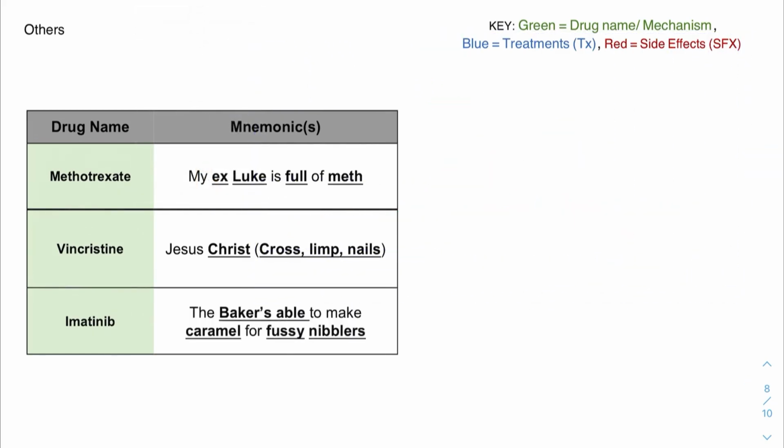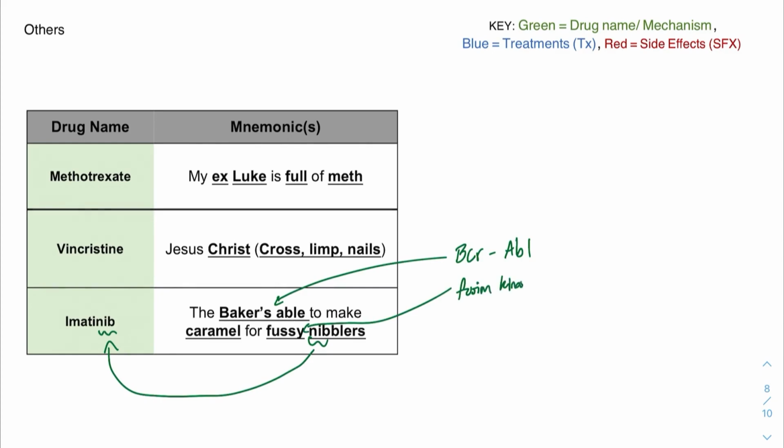Amazing. So for our last mnemonic of this video, for Imatinib, the sentence is, "the baker is able to make caramel for fussy nibblers." Nibblers is of course referring to Imatinib, the only important NIB drug that we have to know for this term. Baker is able is similar to BCR-ABL, as in there is a fusion of these two at the tyrosine kinase, as in it is a fusion kinase, fussy for fusion, but in particular, the cancer this treats is CML, chronic myelogenous leukemia, as in caramel. So CML for caramel, Baker's able for BCR-ABL, fussy for fusion, and nibblers for Imatinib.